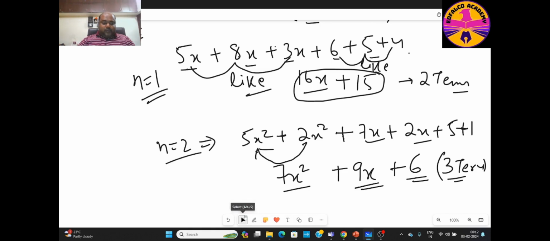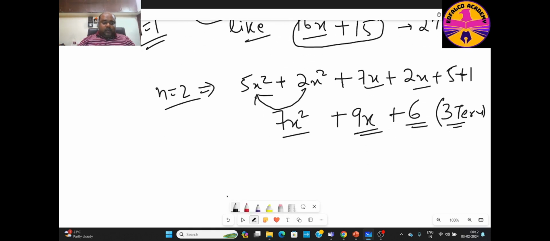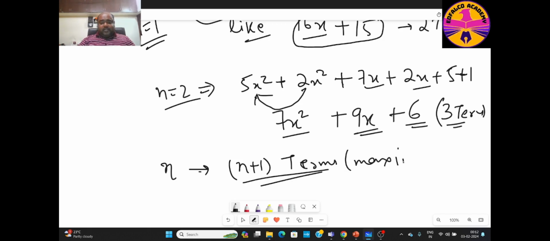So that's where, if the degree is n, you cannot have more than n plus 1 terms. So the maximum number of terms that can be present in a polynomial of degree n will be n plus 1.